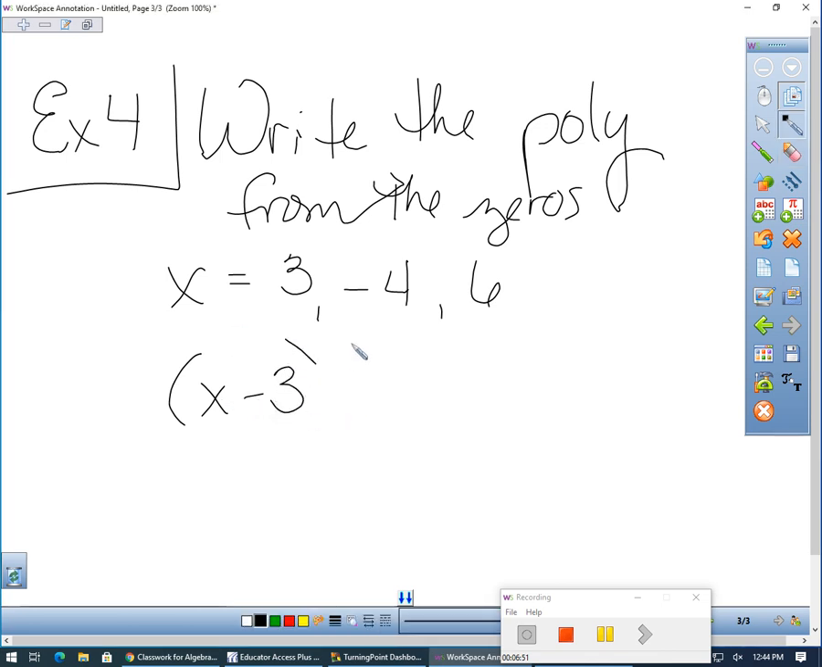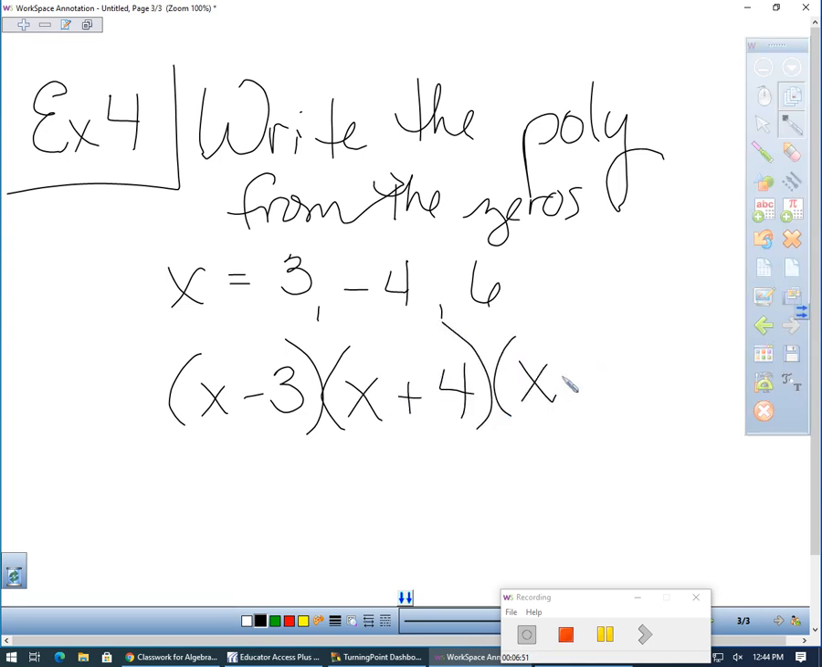x plus 4, since it's a negative 4, is your answer. And we have x minus 6. For those of you that aren't sure where that's coming from, remember these are your zeros. So if I wanted to get this set equal to 0, I would move 3 over, and I'd get x minus 3 equals 0. That's why it's those numbers, right, Matthias?